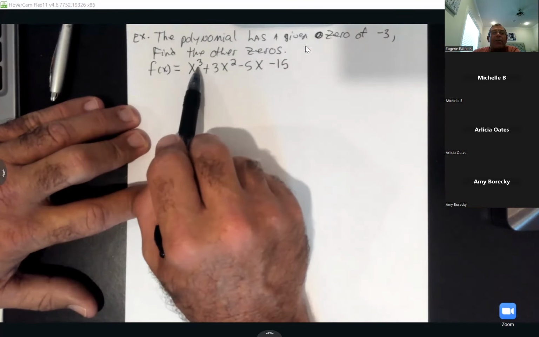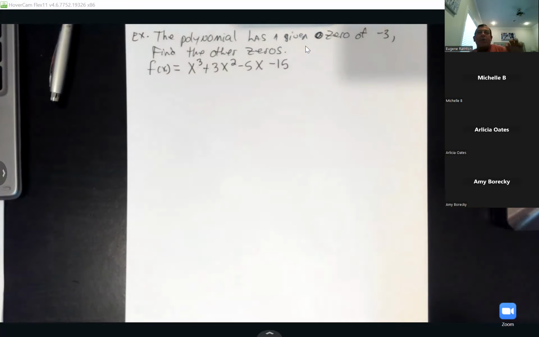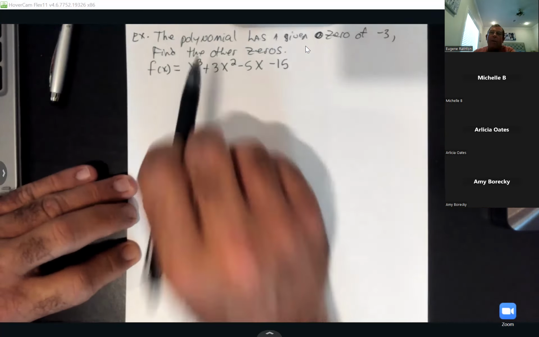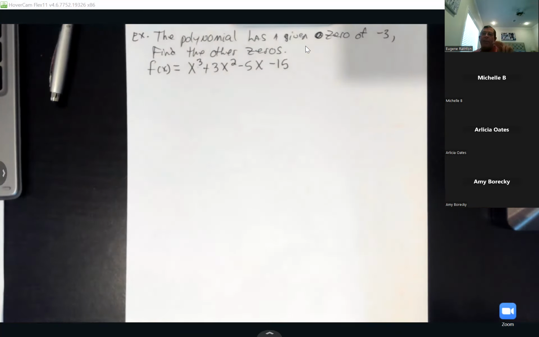When we got an x to the third, we got to do synthetic division one time. And then when we get those coefficients under the box, we can do the quadratic formula to get the last two zeros. Now, if this would have been with an x to the 4, I would have to do synthetic division twice to get it to where I can do the quadratic stuff, okay?